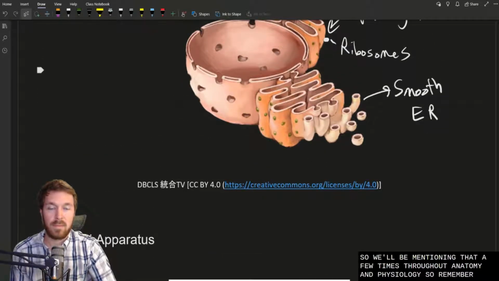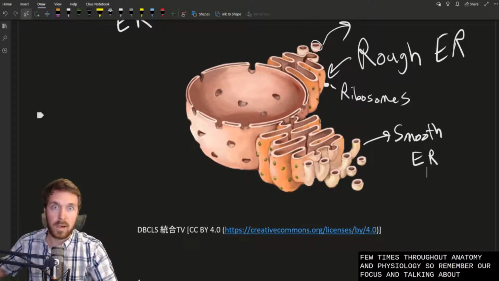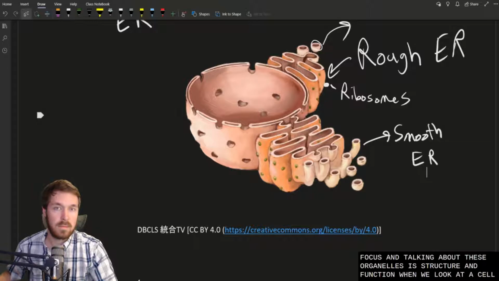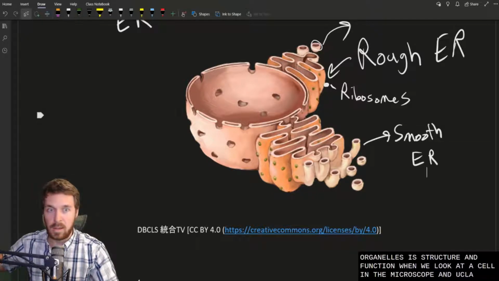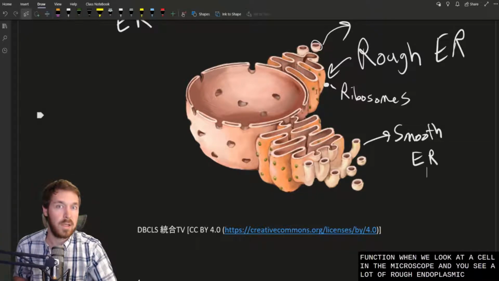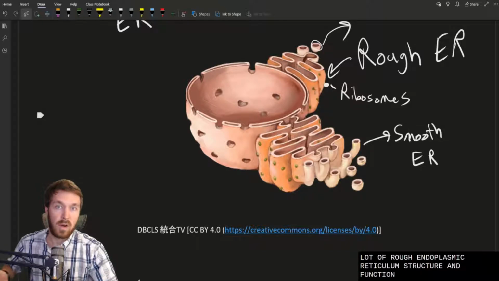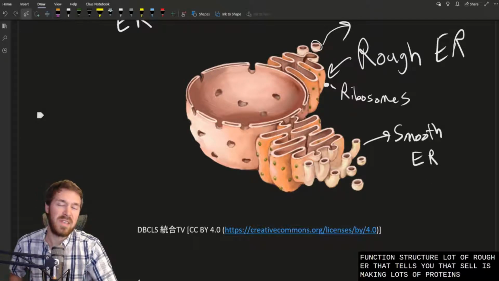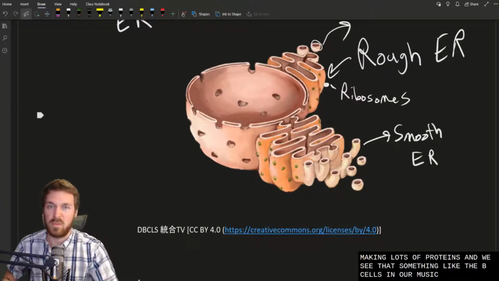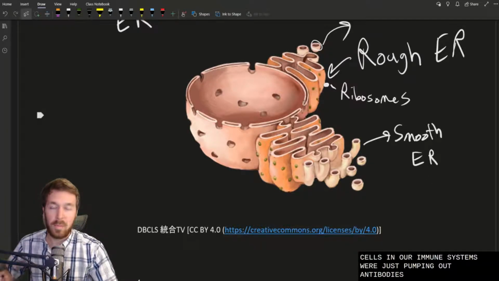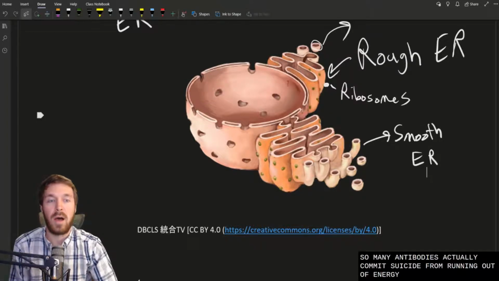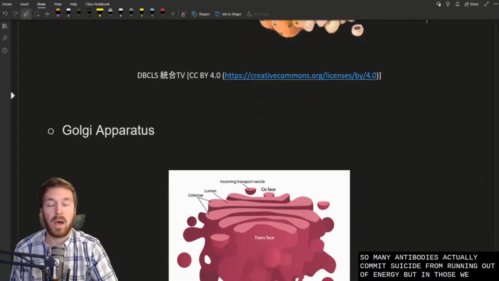So remember, our focus in talking about these organelles is structure and function. When we look at a cell in the microscope and you see a lot of rough endoplasmic reticulum, that is structure and function. Structure, a lot of rough ER. That tells you that cell is making lots of proteins. And we see that in something like the B cells in our immune systems, which are just pumping out antibodies. They're pumping out so many antibodies that they actually commit suicide from running out of energy. But in those, we see tons and tons of rough ER.